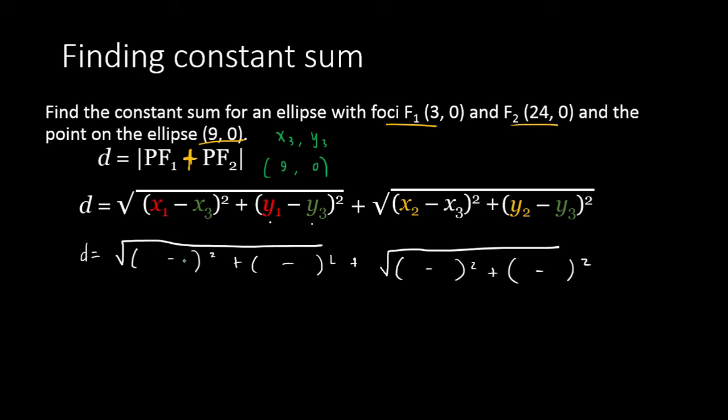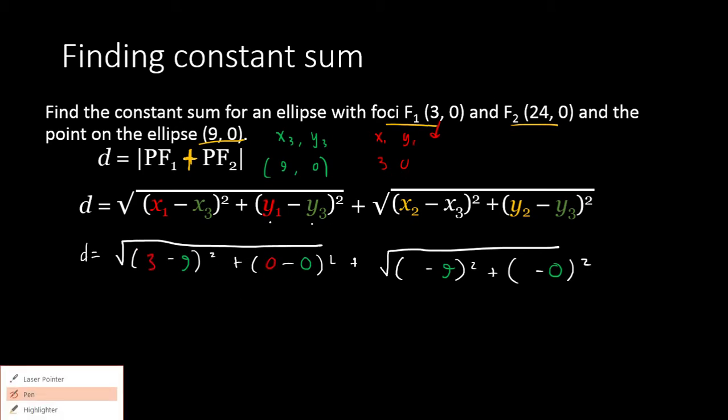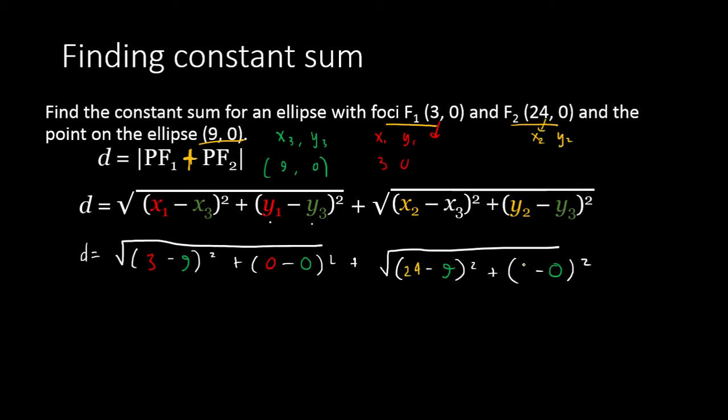So I know that x3 is 9, so I'll find x3, write 9. y3 is 0, so 0, 0. Next up, let's call this guy x1, y1. Again, it doesn't matter, so x1, y1 is 3, 0. And that leaves us with x2, y2. So x2 is 24, y2 is 0. From here, we continue simplifying.